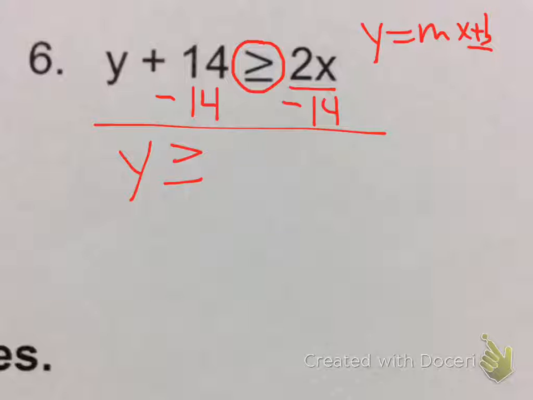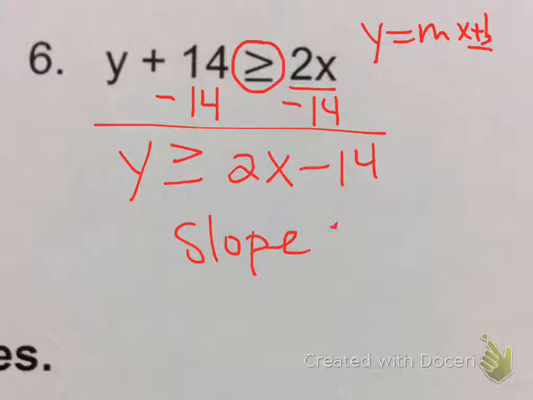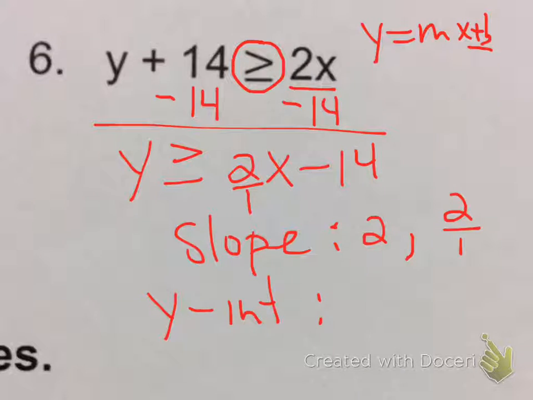I'm going to keep that inequality sign the same direction, and I'm just going to do 2x minus 14. So my slope is the number in front of the x, and my slope would be 2. You could write that as 2, or you could write it as 2 over 1, because the number underneath there would be 1. And then your y-intercept is the number that's added or subtracted back behind, so a minus 14.